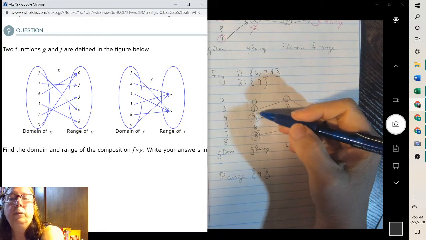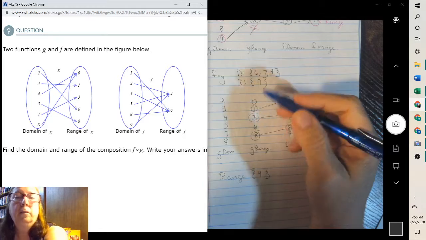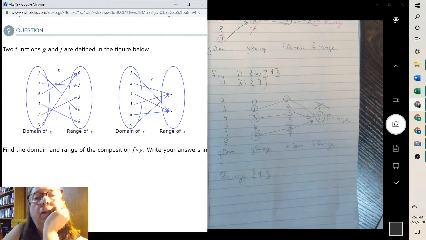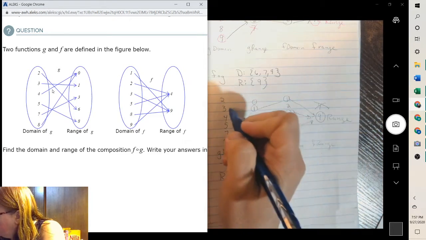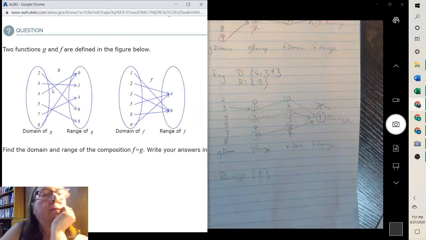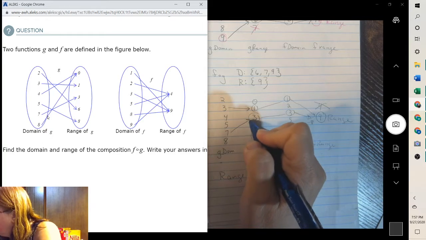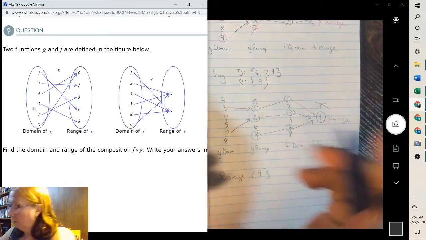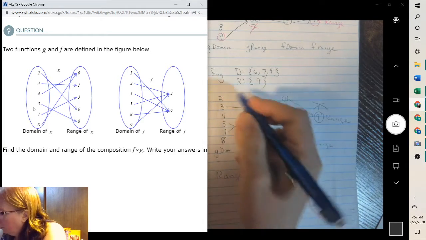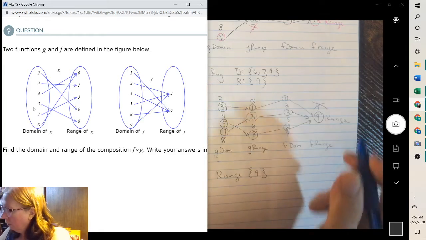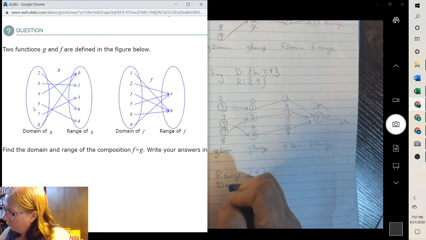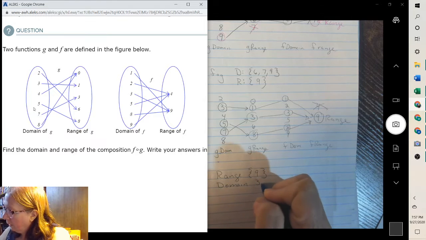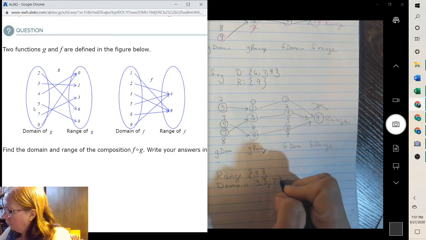Then we go back and see which ones would give us these. So if we look here, 1 comes from the 3. 3 also has 1 arrow from the 7. And 8 comes from the 5. So these are the domain: 3, 5, and 7.